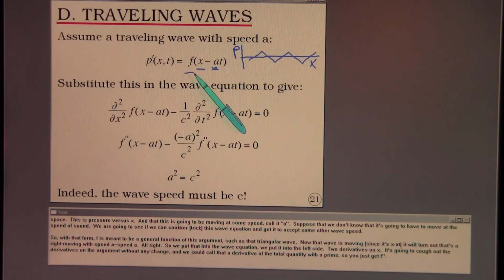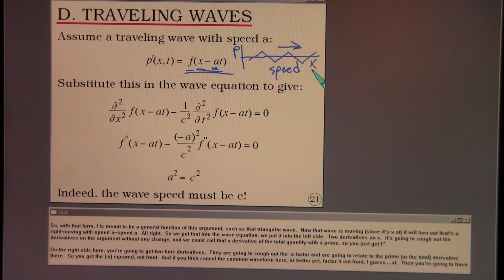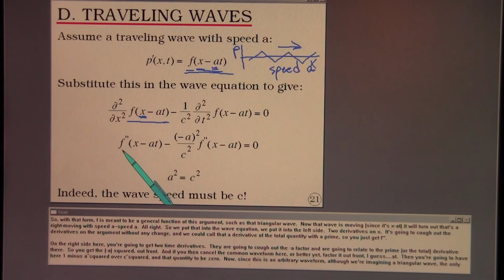So with that form, f is meant to be a general function of this argument, such as that triangular wave. Now that wave is moving, since it's x minus at, it will turn out that's a right moving wave with speed a. All right, so we put that into the wave equation. You put it in on the left side, 2 derivatives on x. They're going to just cough out the derivatives on the argument without any change, and we can call that derivative of the total quantity with a prime, so you just get f double prime.